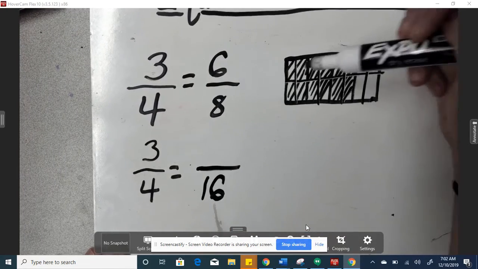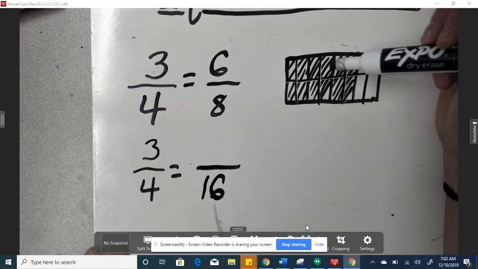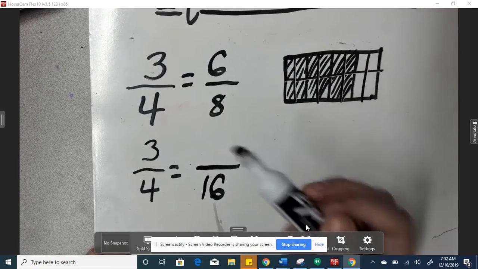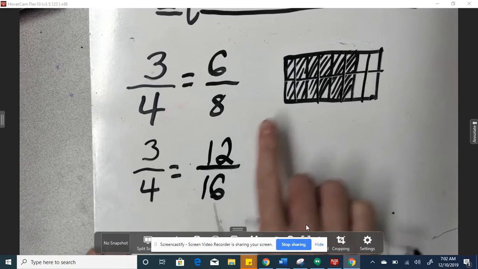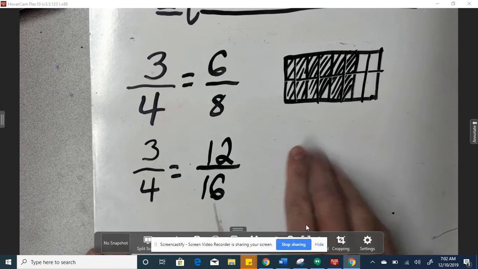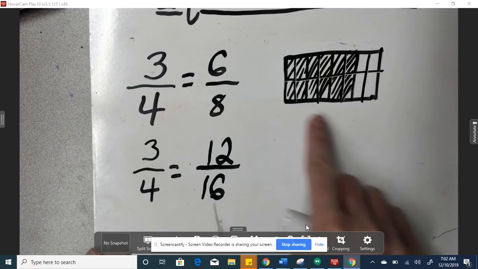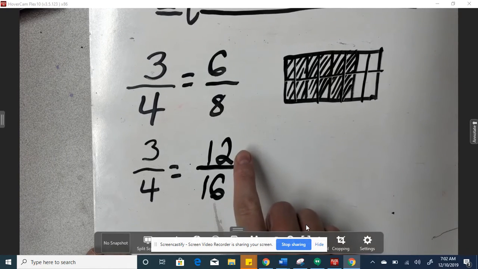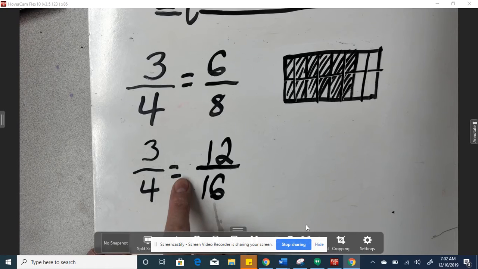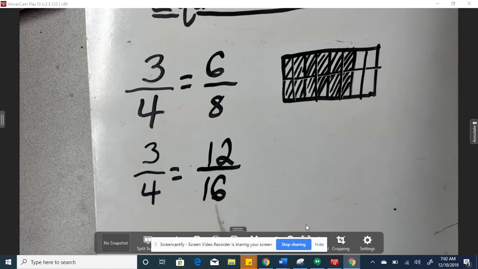And then let's see how many are shaded. 1, 2, 3, 4, 5, 6, 7, 8, 9, 10, 11, 12 are shaded. So we didn't draw any more lines, we didn't shade anymore, we didn't erase anything, but 3/4 of the entire paper is still shaded, or 12 parts out of 16 total parts are shaded. So 3/4 is equivalent to 12/16.